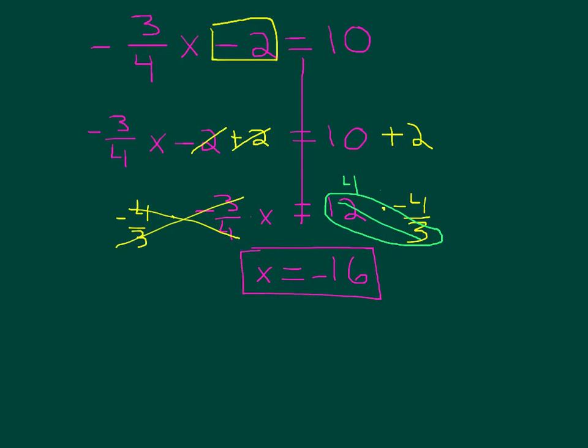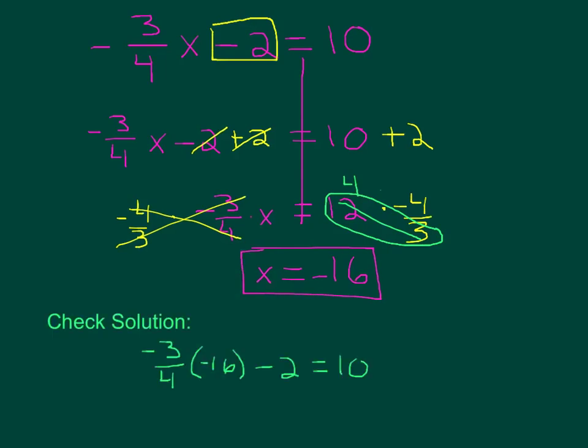Let's check to see if we did that right. So if we plug in negative 16 and then we multiply, negative 3/4 times negative 16 is a positive 12, and then 12 minus 2 equals 10, so it works.